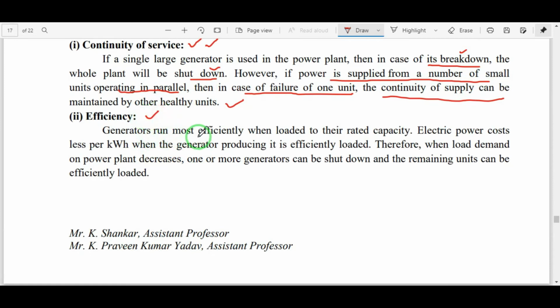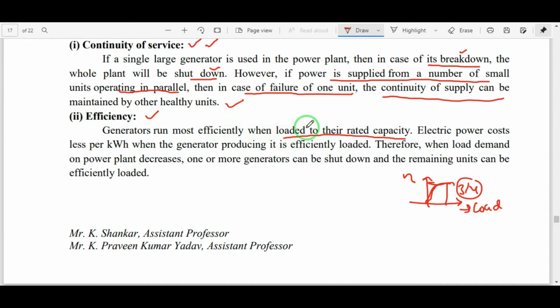Generators run most efficiently when loaded to their rated capacity. If you see the efficiency concept, the generator efficiency increases as the load increases. The x-axis is load and the y-axis is efficiency. Without load the efficiency will be 0, and at a certain condition the efficiency will be maximum, that is at 3/4 load. So the machine always works effectively only under loaded condition.